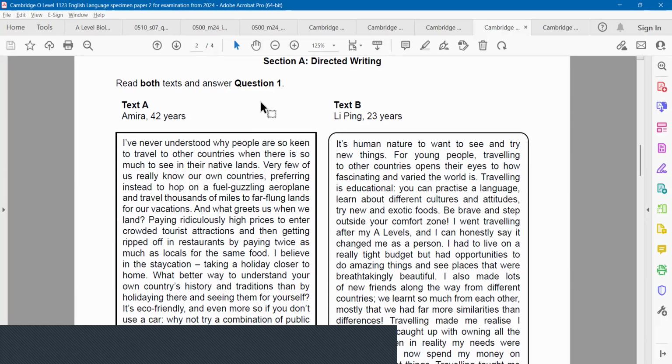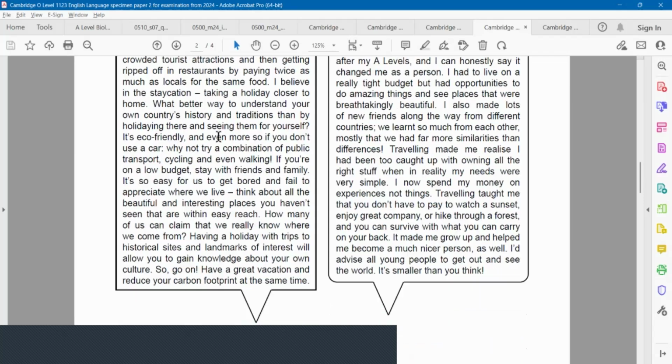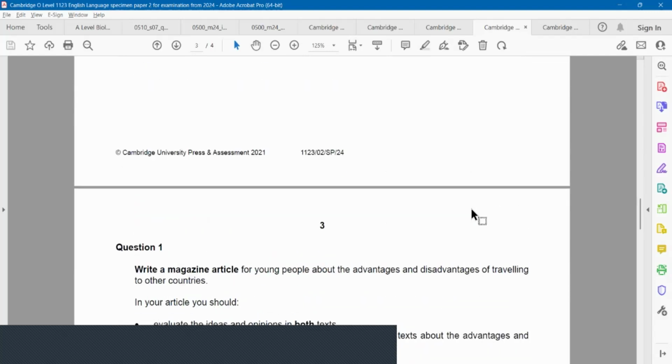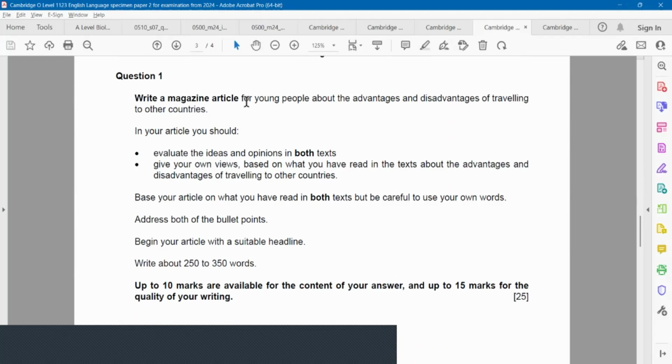If it's a single text, it will be the same. Instead of having two separate columns where you can easily identify which one is which, in a single text you will need to be a bit more careful in picking out the points, which ones are in favor of whatever topic is given and which are against. Once you've read all of that, and it's not long, it's pretty short, each one of those, you come to the question.